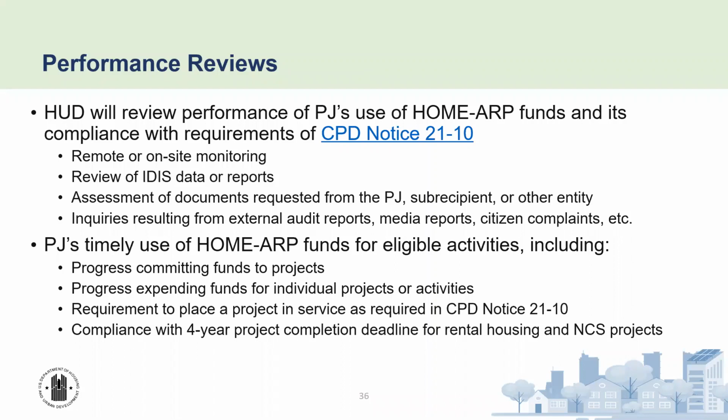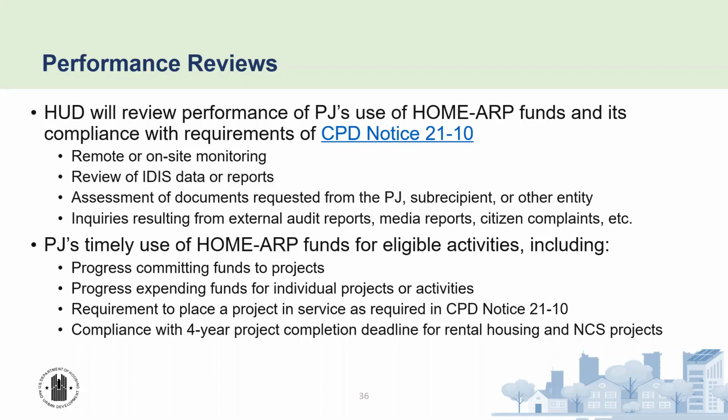So CPD Notice 2110 states that HUD will review the PJ's performance of its use of HOME-ARP funds and its compliance with the requirements of the notice. HUD's performance review may include remote or on-site monitoring, the review of IDIS data or reports, an assessment of documents requested from the PJ, subrecipient, or other entity, and inquiries resulting from external audit reports, media reports, or citizen complaints, among other items.